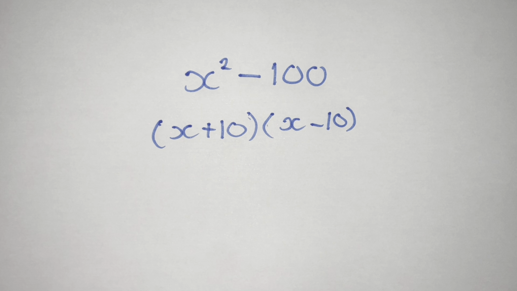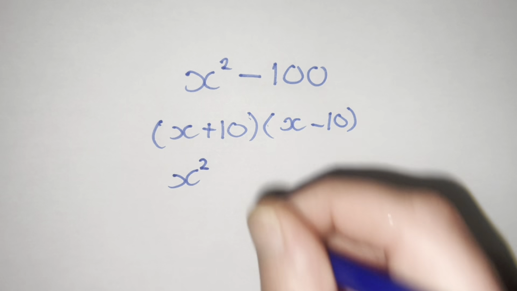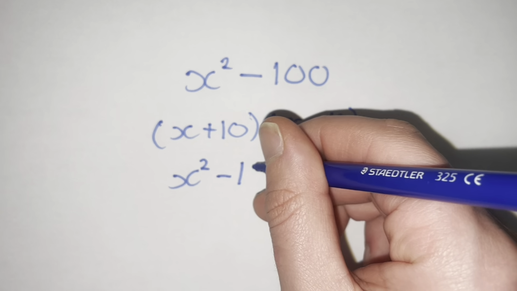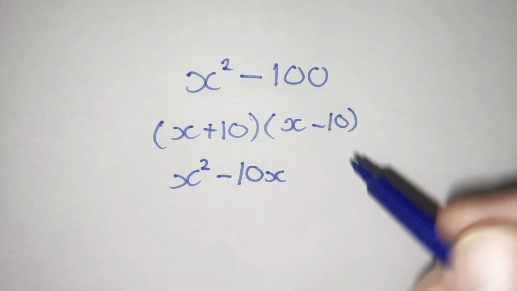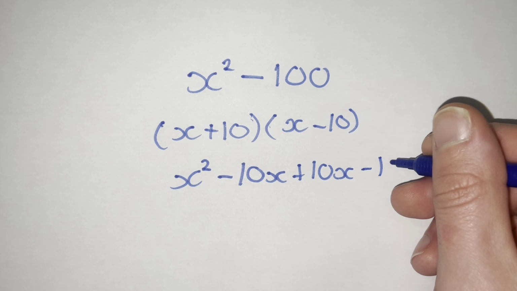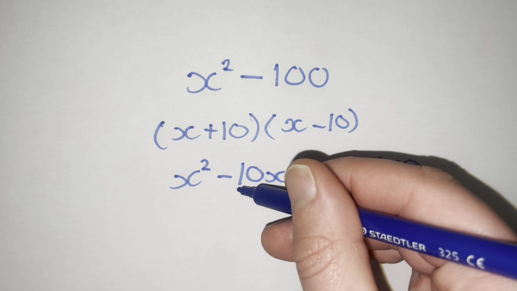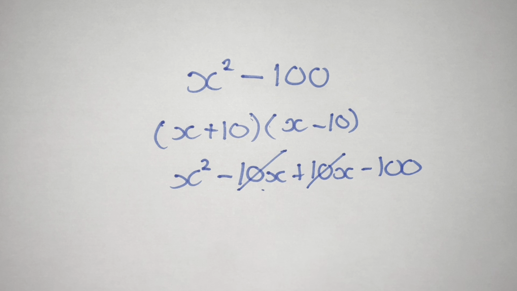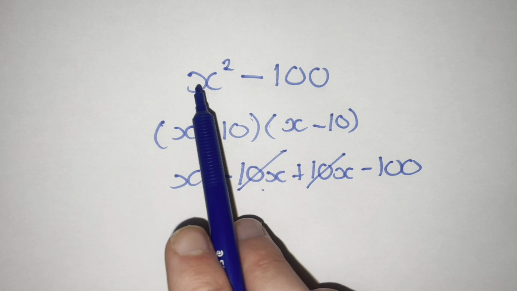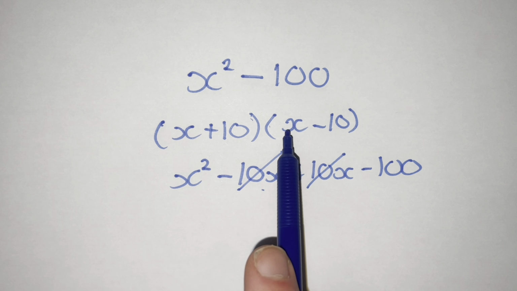And again, we can show that this is correct by expanding this bracket back out. X times x is x squared. X times negative 10 is negative 10x. 10 times x is 10x. And 10 times negative 10, negative 100. So again, we can simplify this by collecting like terms with these two x terms in the middle, but again, they cancel each other out. Negative 10x, add 10x, giving us 0. So we're just left with x squared minus 100 and our original expression back again. So our answer for this one when we factorise is x plus 10, x minus 10.